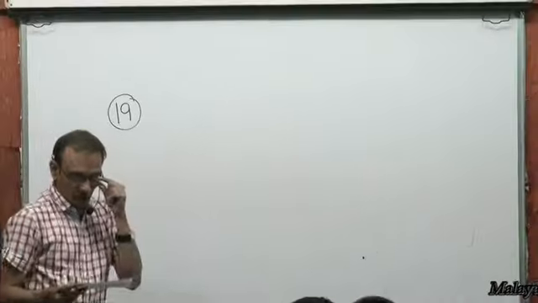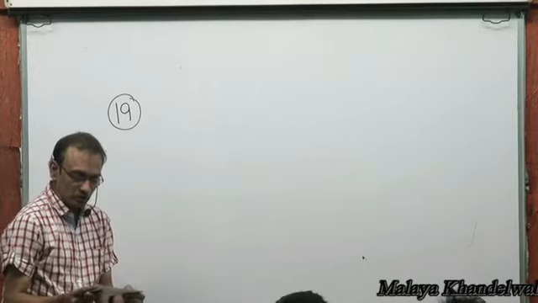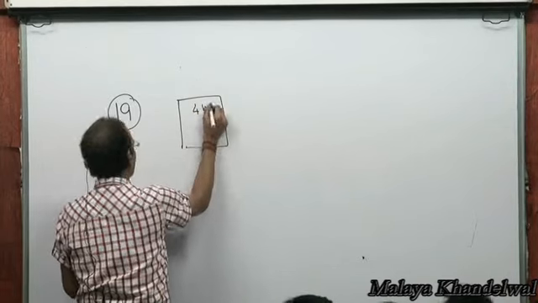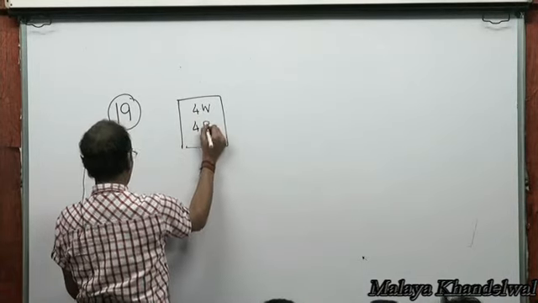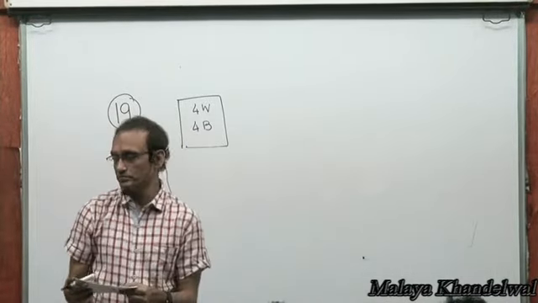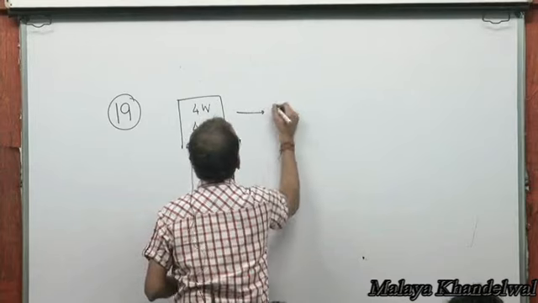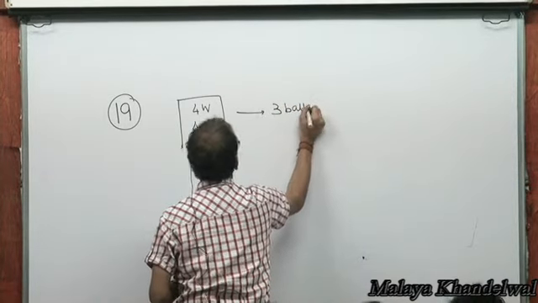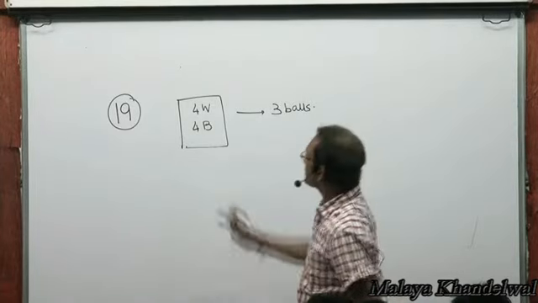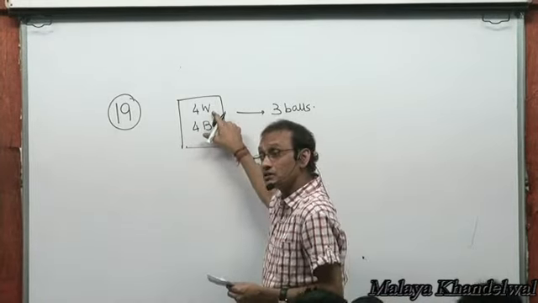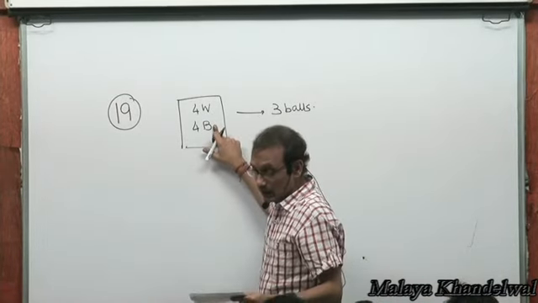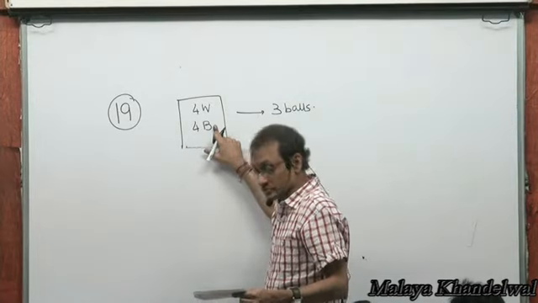Number 19. There are 4 white and 4 black balls in a bag, and 3 balls are drawn at random. If balls of the same color are identical, that means these are 4 identical white balls, indistinguishable, and these are 4 identical black balls, indistinguishable.